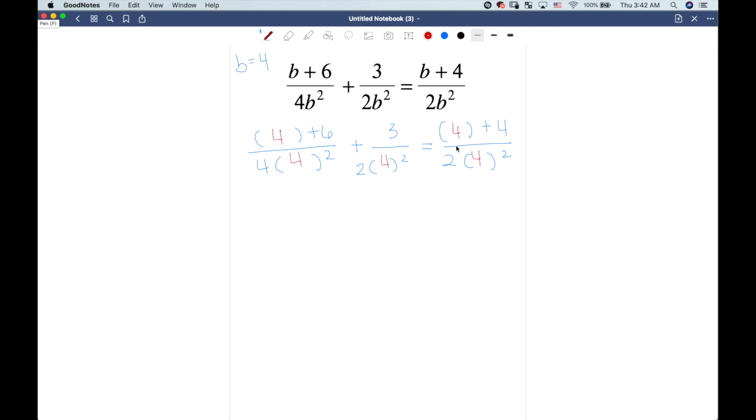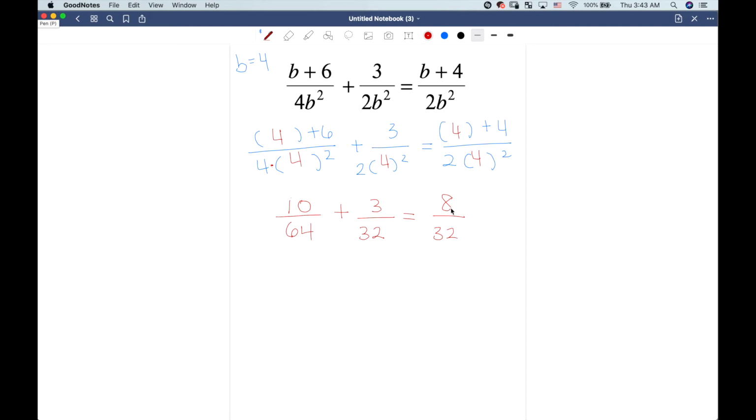And let me go ahead and solve. 4 plus 6 is 10. 4 squared is 16. Again, this is multiplication. If you don't see any sign, it's always multiplication. 4 squared is 16. 4 times 4 is 16. 16 times 4 is 64, plus 3. 4 squared is 16. 16 times 2 is 32 equals 4 plus 4 is 8. 4 squared is 16. 16 times 2 is 32.